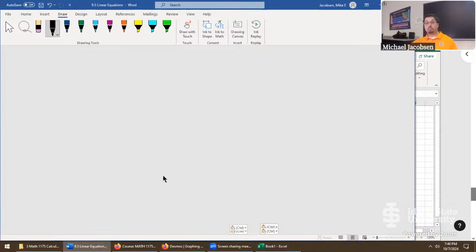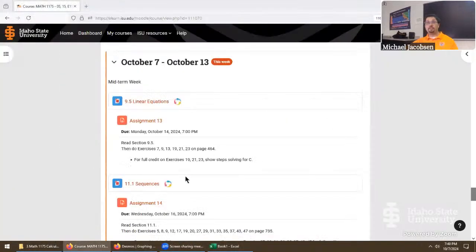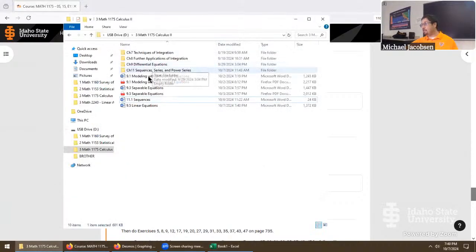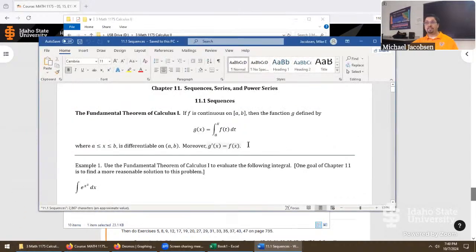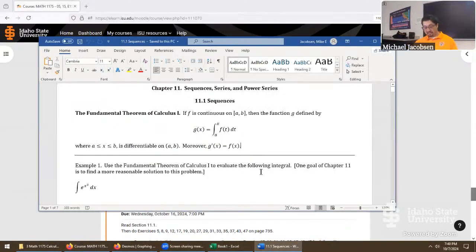Now we're switching gears in a pretty major way. We're going over to Chapter 11. Chapter 11 is all about sequences, series, and power series. But we're going to start off Chapter 11 by just saying, why do we need Chapter 11? I think that's probably the larger question there that needs to be resolved.